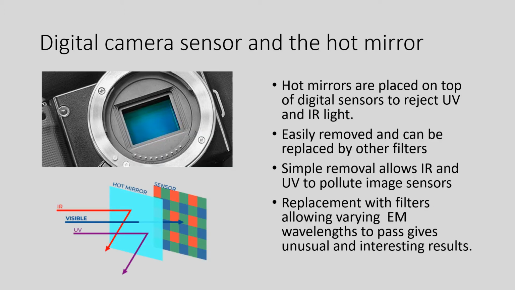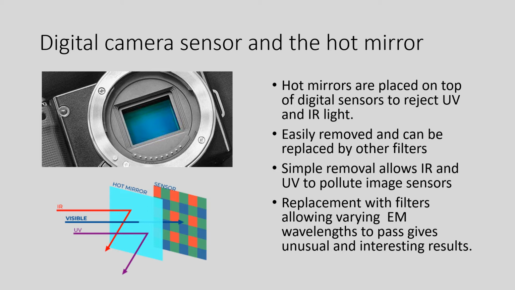When it comes to digital cameras, a bluish piece of glass called a hot mirror is layered on top of the camera's digital sensor that detects electromagnetic radiation bouncing off whatever subject is being photographed. The purpose of this hot mirror is to keep infrared and ultraviolet radiation from polluting the image sensor.